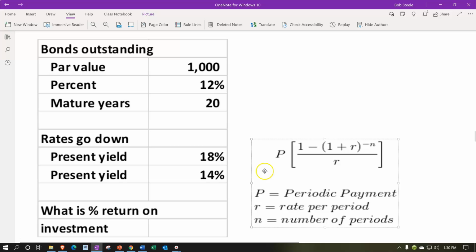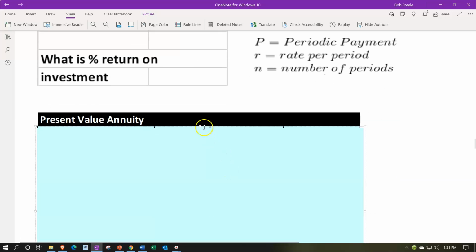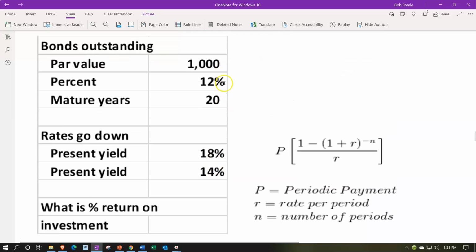Present value of the annuity, now using the 14%. So P is still the 1,000 times the 12%, times 1 minus 1 plus R, where R is now 14%, the market rate, to the negative N, which is still 20. We're still 20 years out here. All over R, which is 14%, the new rate again. Let's do that calculation in our table format. 120, same, 1,000 times the 12%.